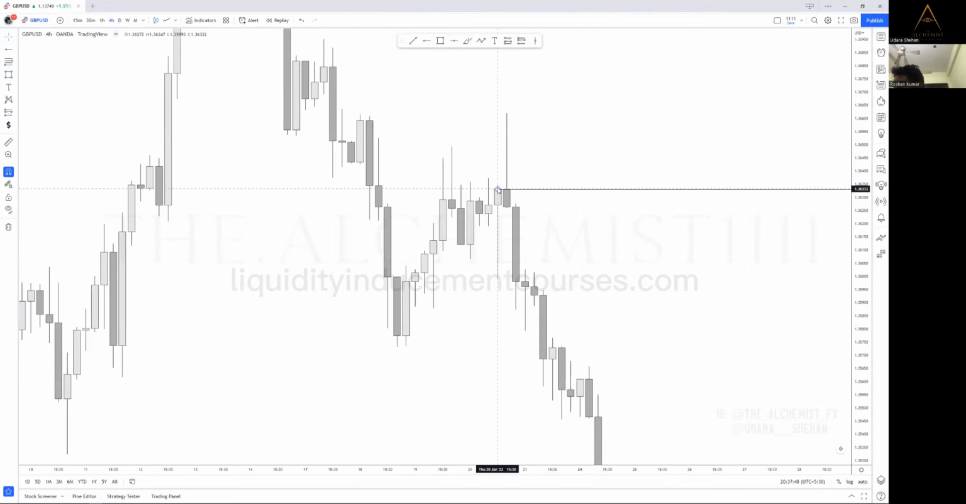You'll see gaps, because the closing price of the previous candle is here, but the opening price of the next candle is somewhere around here. You'll have a gap, and then you'll have no idea which one to use. So remember, always focus on the closing prices of candles.